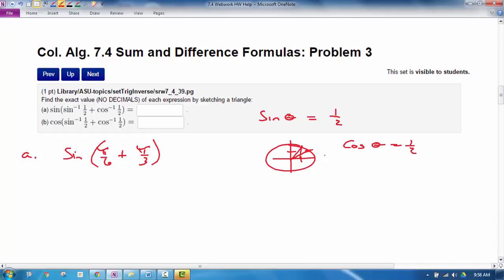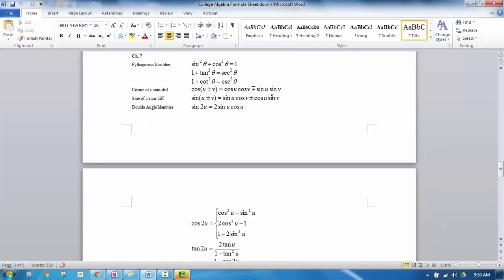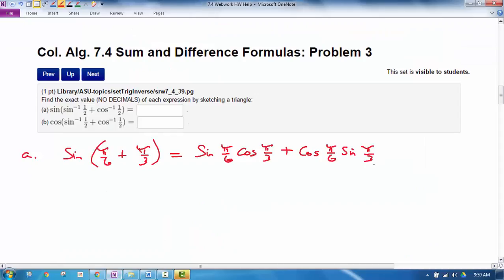pi over 3. So now I can use the sum formula in your formula sheet for sine right here, which when I fill it out I get this. And then I can simplify this. The sine of 30 degrees is 1/2. Cosine of 60 degrees is 1/2. Cosine of 30 degrees is square root of 3 over 2. And the sine of 60 degrees is also square root of 3 over 2.